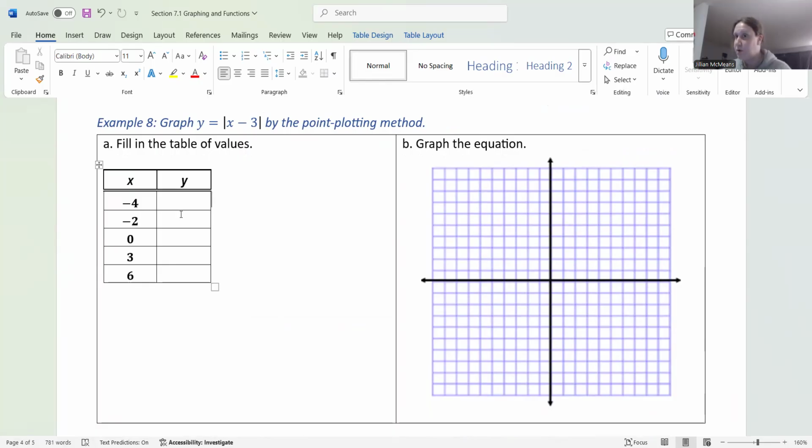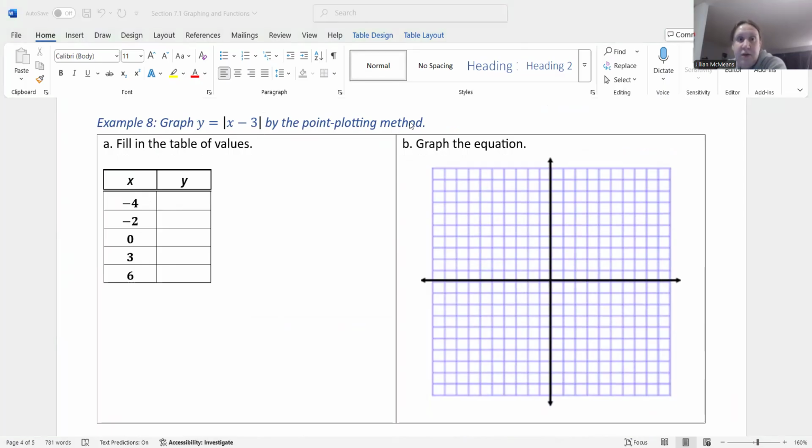So sometimes it's worth doing a little bit of pre-planning, and by pre-planning, I mean take a sneak peek in Desmos to see what the shape of your graph is. So we've got y equals the absolute value of x minus 3, and then we have the ordered pairs that are going to start with x of -4, -2, 0, 3, and 6. So let's go to Desmos.